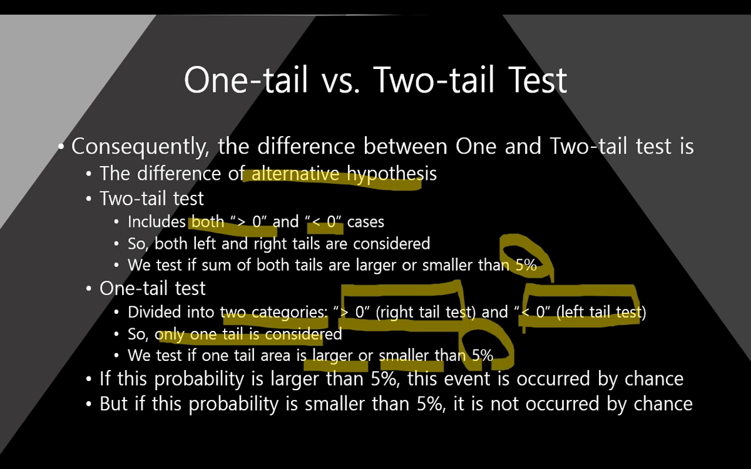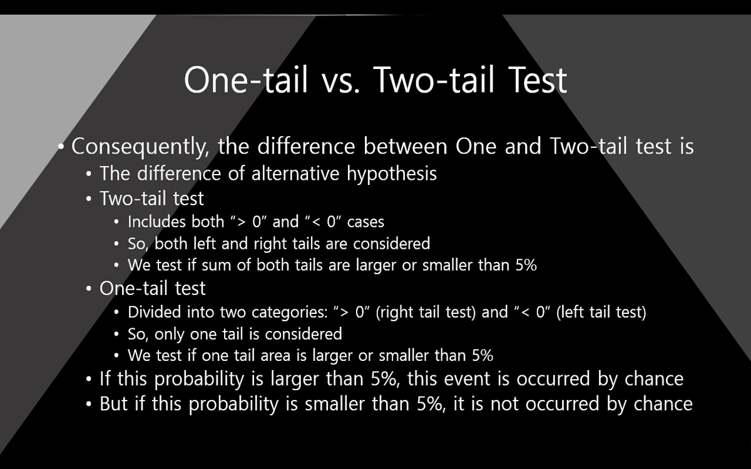So finally, if this probability, one-tail, two-tail, anyway, this probability is larger than 5%, it means that this event occurred by chance. But if this probability is smaller than 5%, it means that this event did not occur by chance.